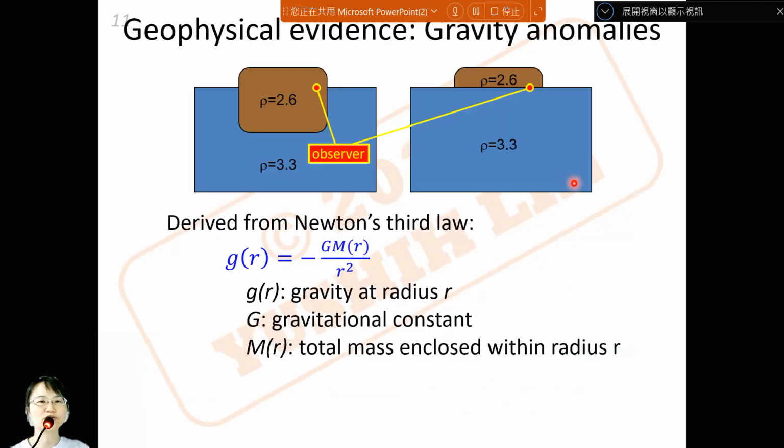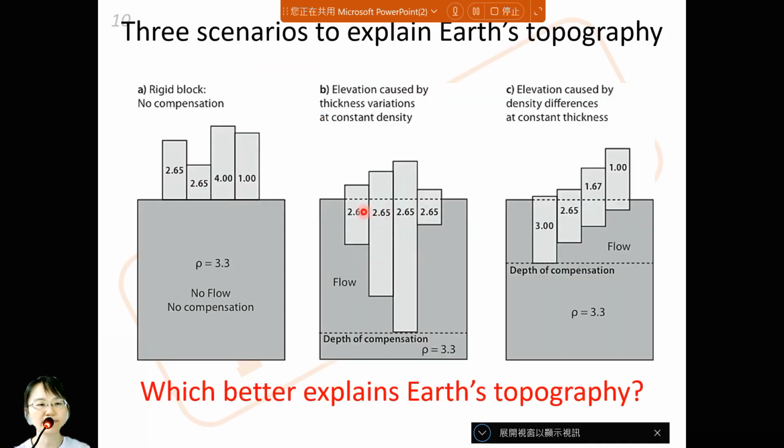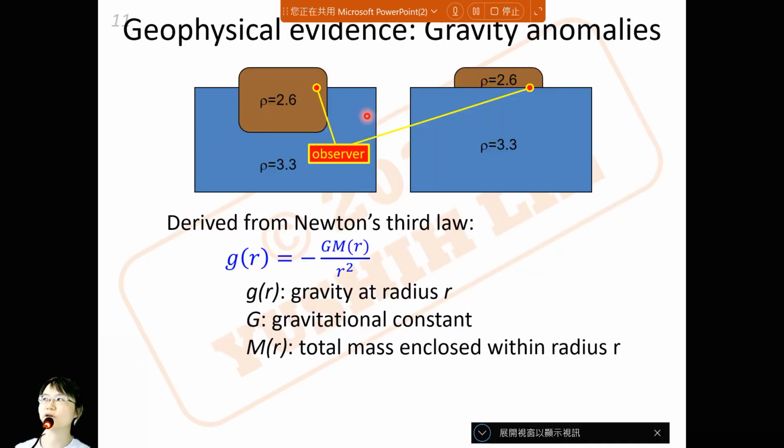So now I want to introduce a geophysical concept, gravity anomalies. Here, we have different scenarios. The first scenario is like this one. Everything is rigid. We have a low density block sitting on another high density block. The second is like this one. The bottom one is fluidic. So the upper block has a root. You are sitting here and here at the same elevation.